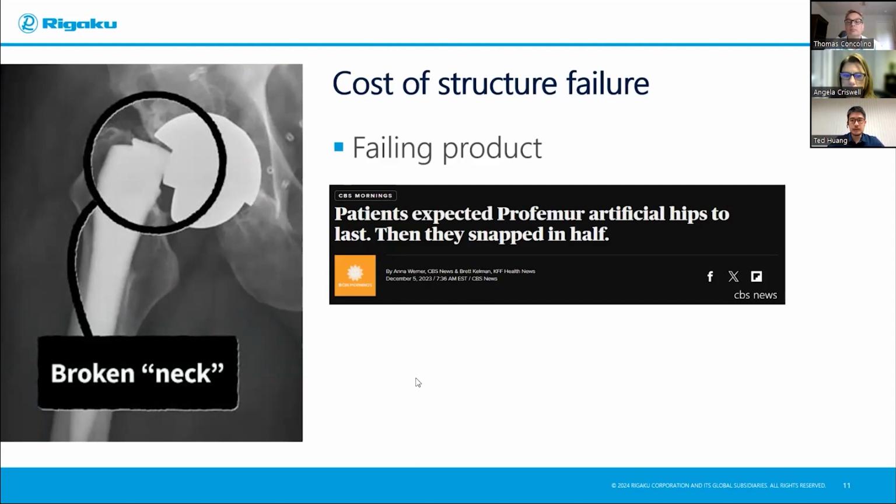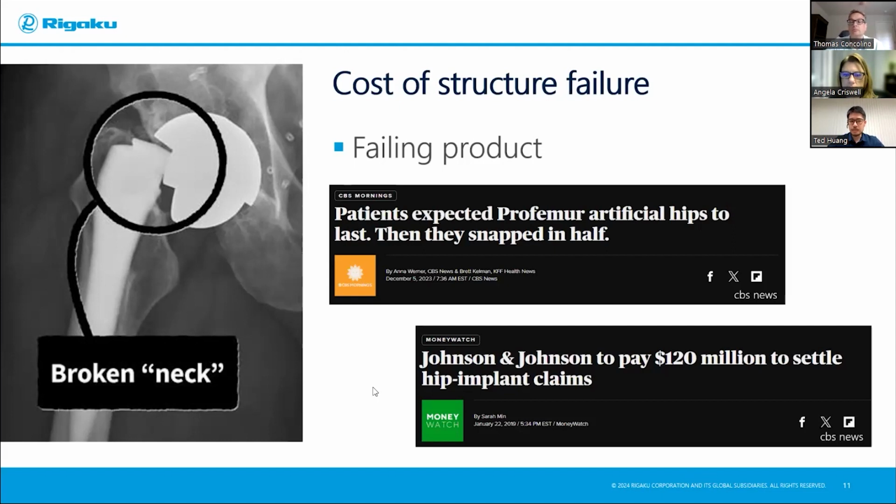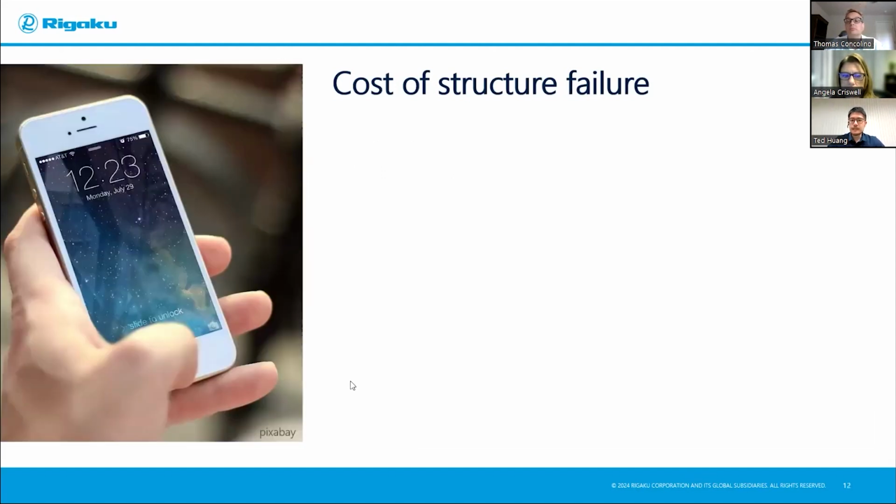And the cost of it is not only human pain, but also money, right? Your company will suffer a blow to its reputation. Here's an example reported by CBS News: Johnson & Johnson had to pay 120 million just to settle the lawsuit. Now, the last example I would like to bring up is not as devastating. It's not costing human lives, it's not causing human pain, but it's still costing your reputation and possibly your revenue.